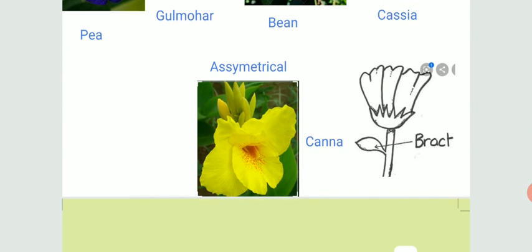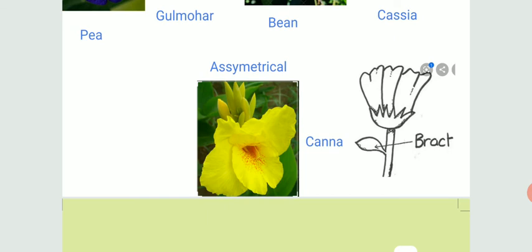Now coming to the third one, when the flowers are irregular in shape. So asymmetrical, and this flower is very common, that is canna, in which the petal shape is very irregular. We cannot get 2 equal halves by cutting from any plane. I hope this is clear. Then you can see a picture where a leaf-like structure is present near the base of the floral axis.